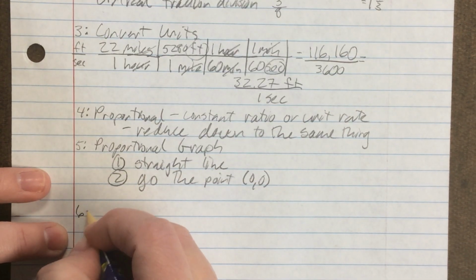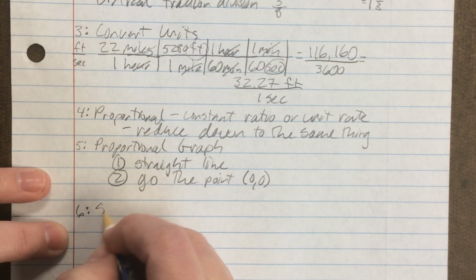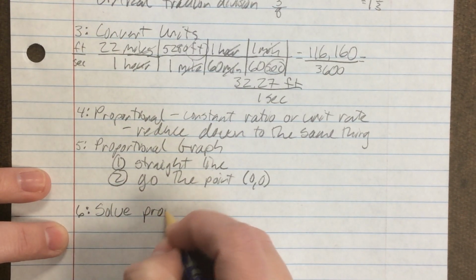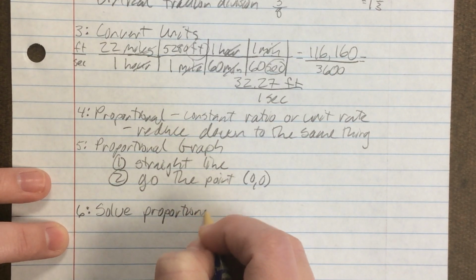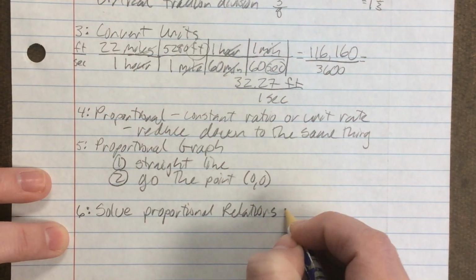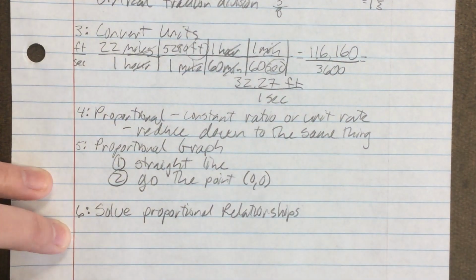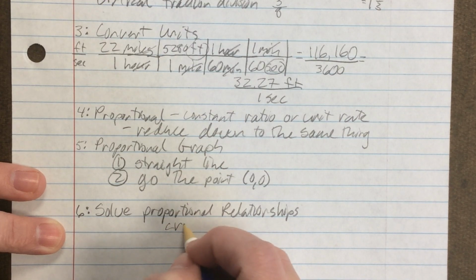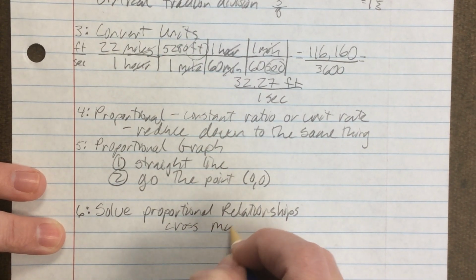All right, we are halfway through. Section 6, solving proportional relationships. Whew, there are a lot of big words in this chapter. This is the section where we learned how to cross multiply.